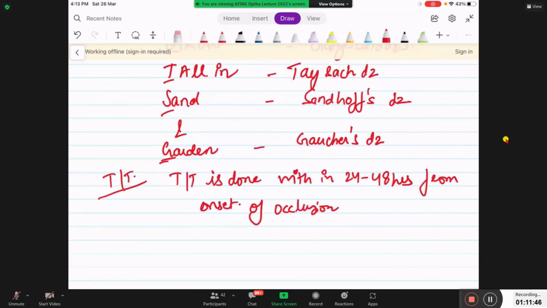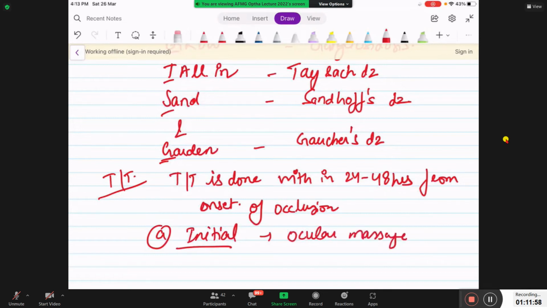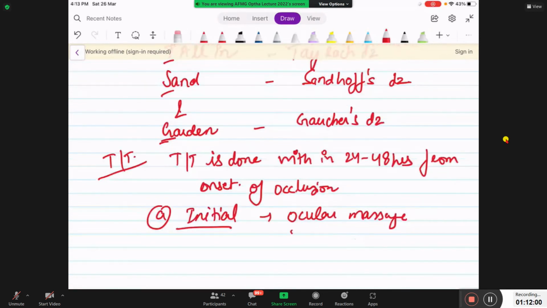So coming to treatment, initial treatment of CRAO, write down. You go for ocular massaging. Ocular massage is done. Why is ocular massage done? Write down, to cause changes in blood flow.